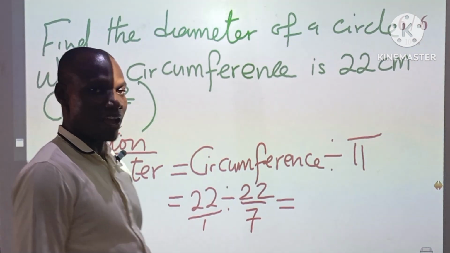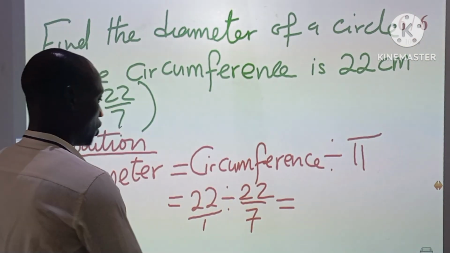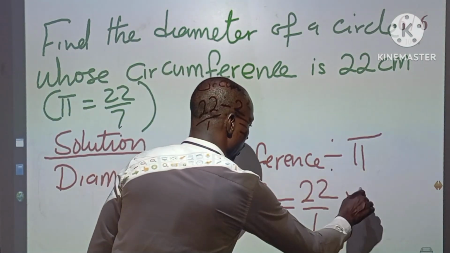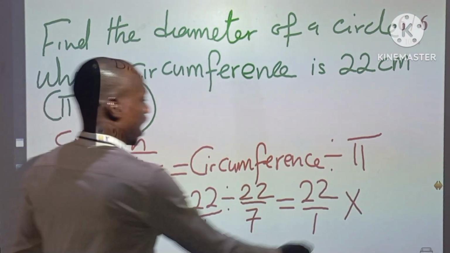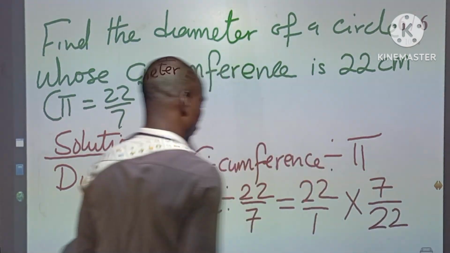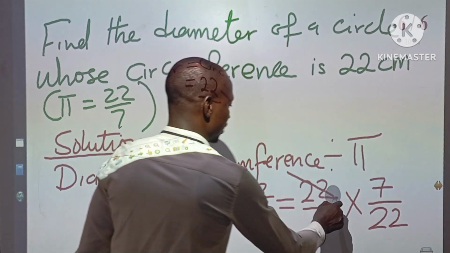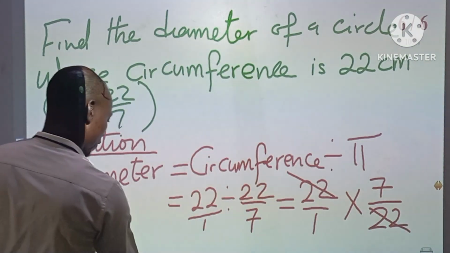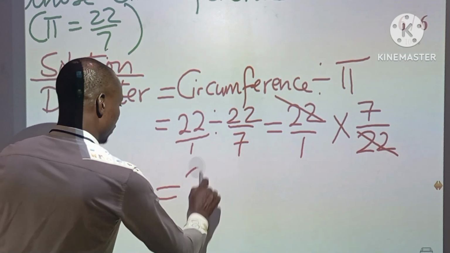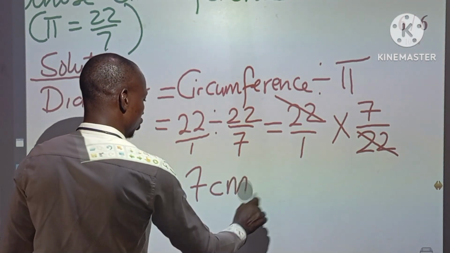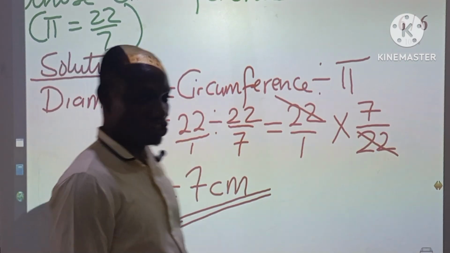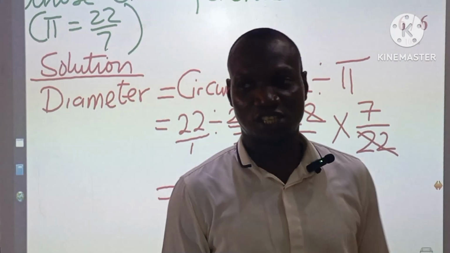Remember our KCF, not KFC chicken. So we keep the first fraction, 22/1, we change the sign, and we flip the second fraction, which should be 7/22. So with this, we can cancel off. What we have left in our equation is simply 7 centimeters. So the diameter of the circle whose circumference is 22 is simply 7 centimeters.